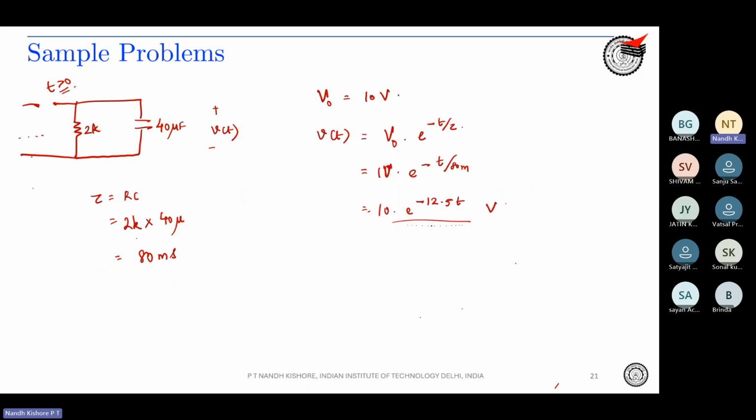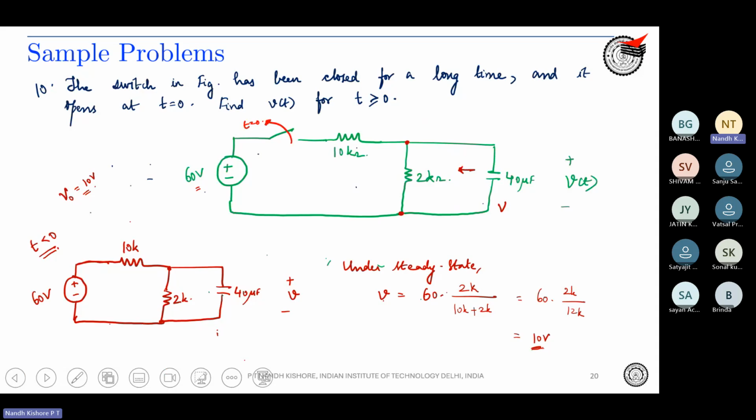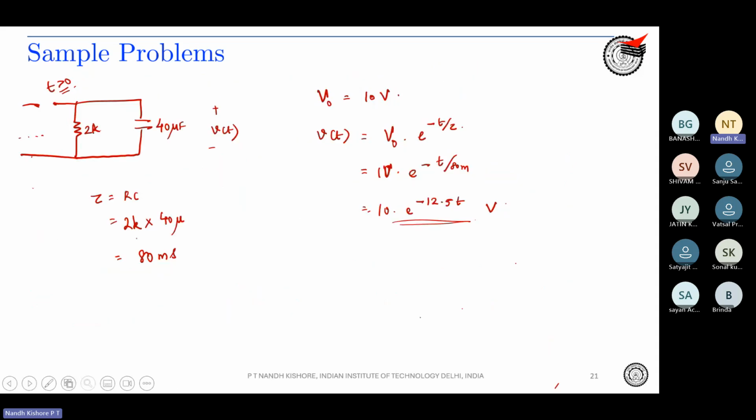Do more and more problems. But are you understanding how we did this? Is it fine? For t less than 0, draw the circuit under steady state. And for t more than 0, you again draw the circuit and find out. Is this question clear for you? Yes, sir. Clear.